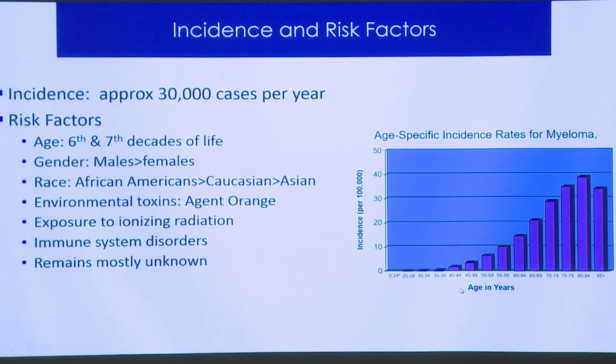There have been some agents that have been associated with the development of multiple myeloma, in particular Agent Orange, ionizing radiation, and the existence of immune disorders. These patients or people who have been exposed to these agents have a slightly higher risk to develop multiple myeloma, but you can see that only a few patients really have been exposed to such agents. So really, for most patients, it remains unknown why myeloma developed in them.